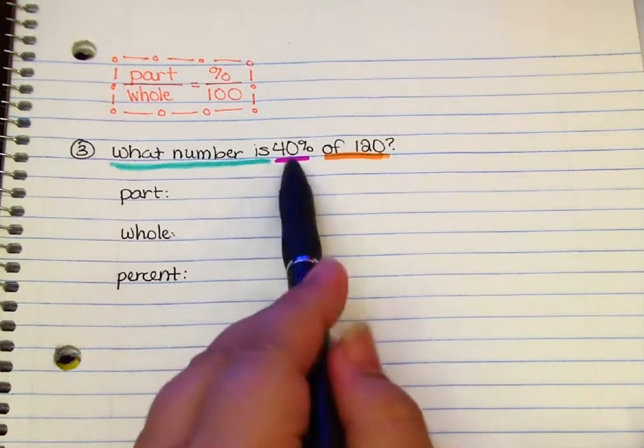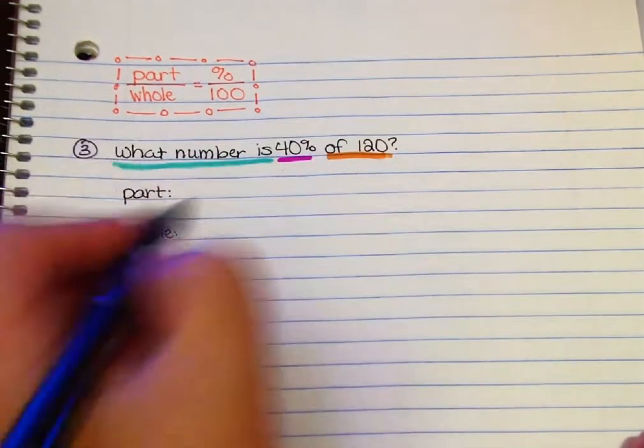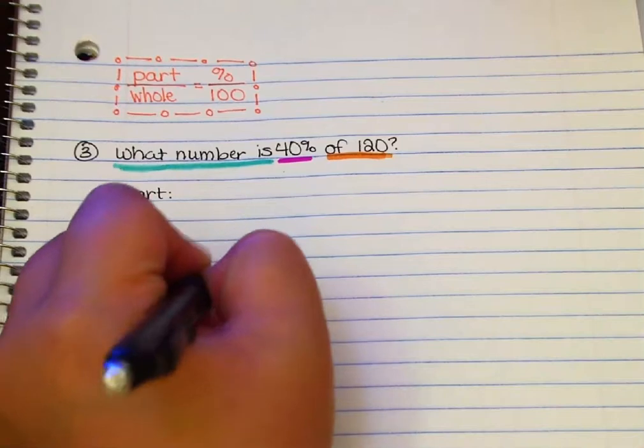Even though it says 40%, they're not going to be the same. Remember that is a number. It is not a percent. Your percent is always just the number with a percent sign. So this one's easy, that 40%. So what percent do you have? You have 40.